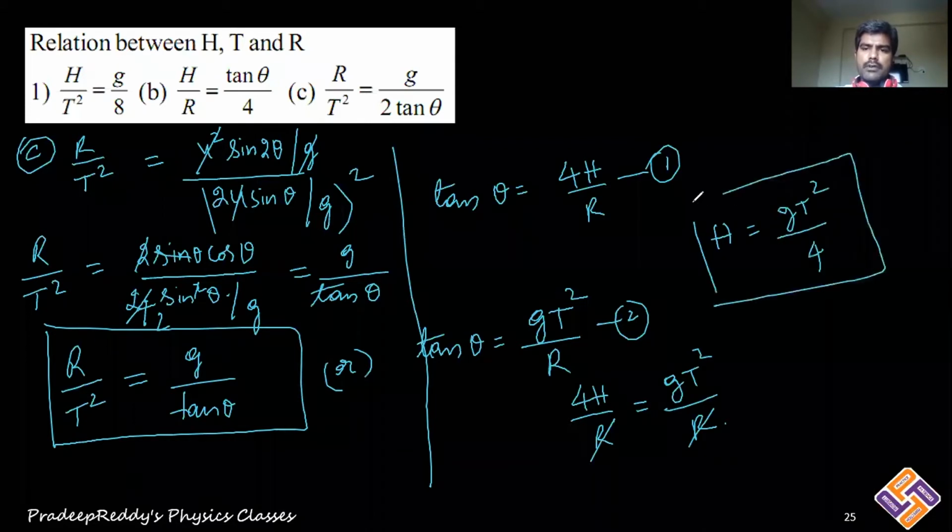This is one more equation, a relation between maximum height and time of flight. H is equal to g t square divided by 4. These are the relations you need to remember between the maximum height traveled by the projectile, range and time of flight.